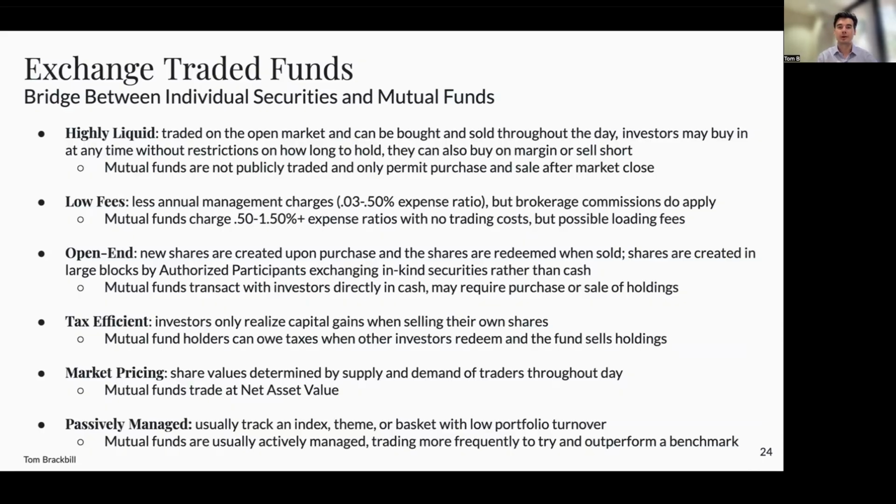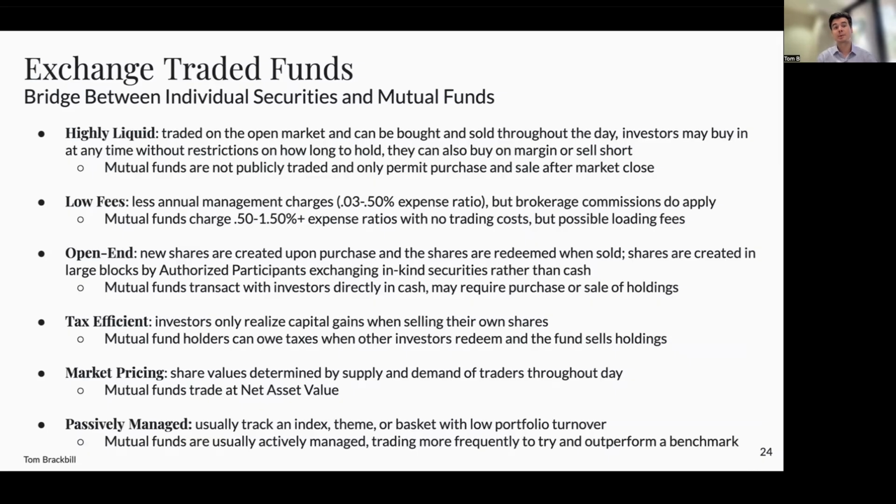They're traded on the open market and can be bought and sold as many times throughout the day as possible. Investors may buy in at any time without restrictions on how long to hold, and they can also buy on margin or sell short. Mutual funds are not publicly traded and only permit purchase and sale after market close, and you cannot, in most cases, buy on margin or sell short.